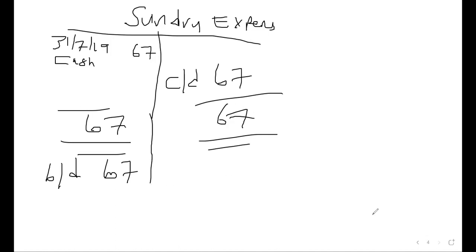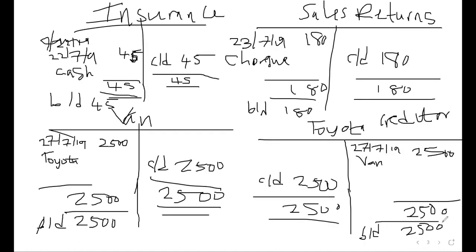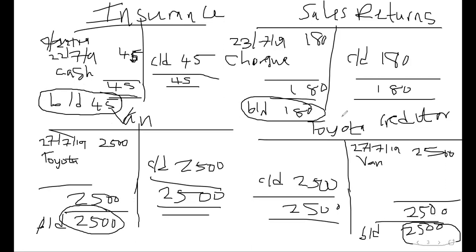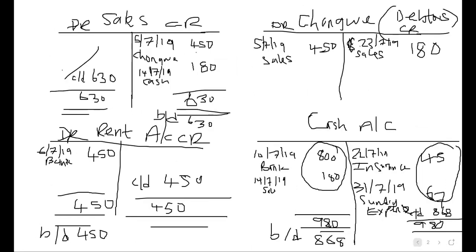Okay. So now from here, the brought down balances are the ones that we use for the trial balance. So we're going to use the brought down balances to come up with what? The trial balance. So let's do a trial balance quickly in the next 5 minutes or so. So we use the brought down balances for the trial balance. So these are the balance brought downs.